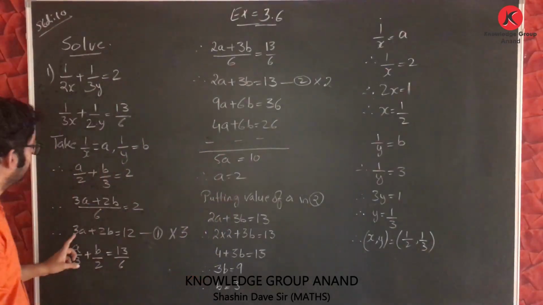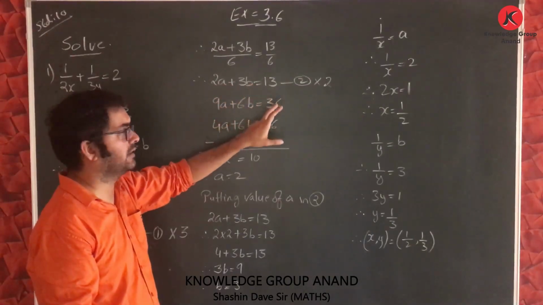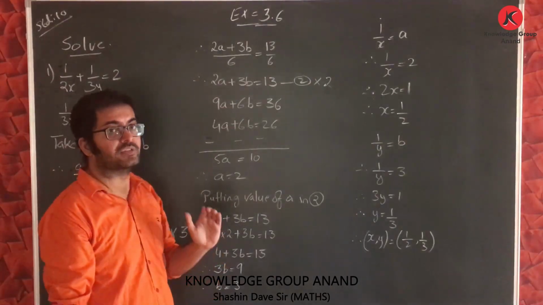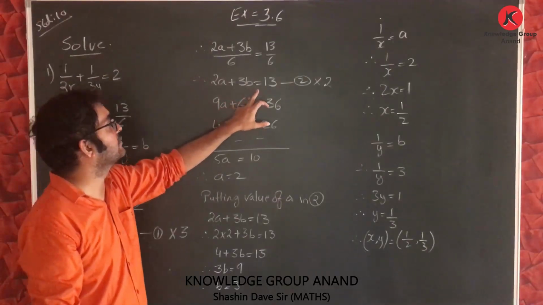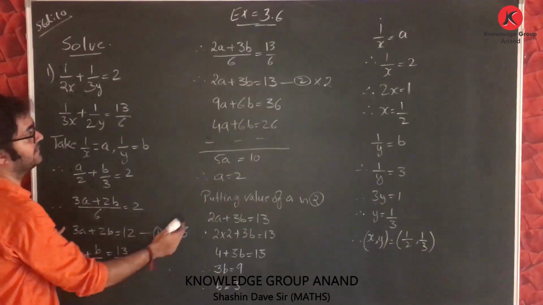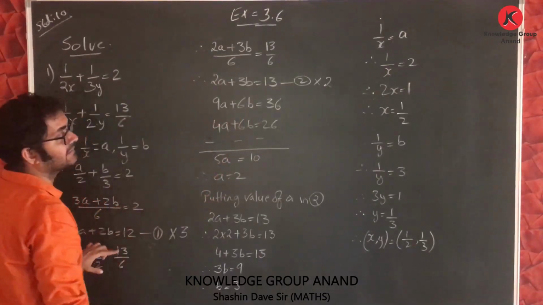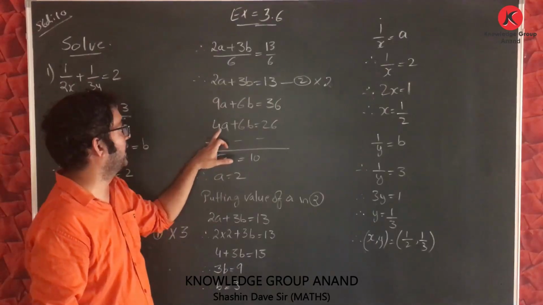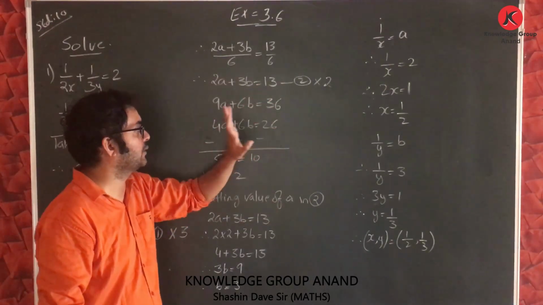Now first equation is 3a plus 2b is equal to 12. Second equation is 2a plus 3b is equal to 13. Now suppose I want to eliminate the part with b. Here I am having 2b, here I am having 3b. So LCM will be 6. So I will multiply equation 1 with 3 and equation 2 with 2. When I multiply this equation with 3, 3 3s are 9a plus 2 3s are 6b is equal to 12 3s are 36. And equation 2 is multiplied by 2. So 2a into 2, that is 4a, plus 3b into 2, that is 6b is equal to 13 2s are 26.